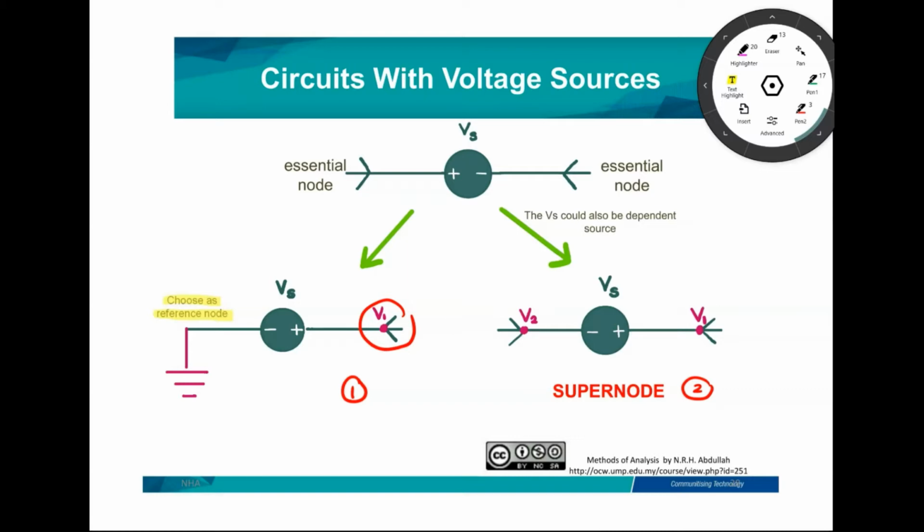For the second circuit, which is here, you can see that there is a voltage at the left and the right of the voltage source. So there is a branch here and here. You cannot find the current flowing through the voltage source by using Ohm's law. This Vs could also be a dependent source. This can also be a supernode.